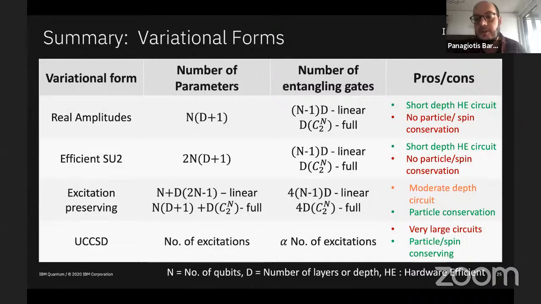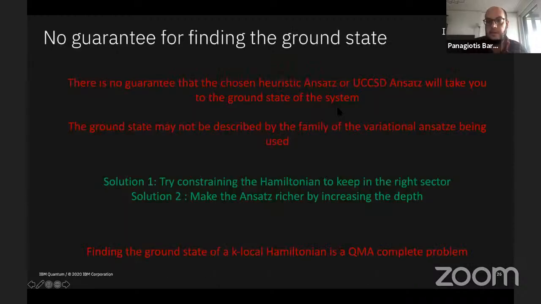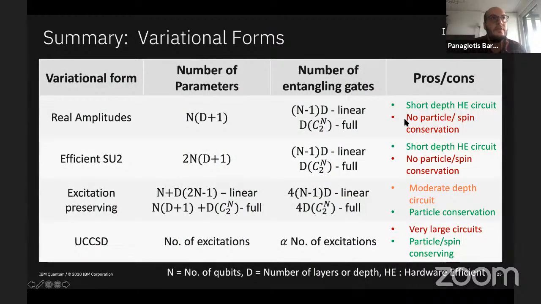So a summary of the variational forms that are already proposed in the literature is shown here. For the case of the real amplitudes, the number of parameters scales linearly with the number of qubits n and the depth of the circuit d, and the same holds for the case of a linear connectivity for the entangling gates. The advantage of using the real amplitudes and the efficient SU2 is that in principle you have short depth and you have a hardware efficient circuit. But for both of them, the particle and the spin conservation cannot be done with this variational form.